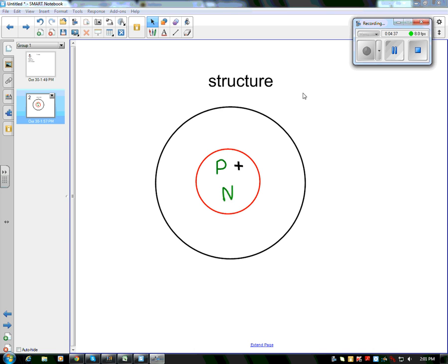All right. So if the protons and the neutrons are inside the nucleus, well, guess what charge that makes the nucleus? The whole nucleus is charged. It's a positive and a neutral. It's going to be positive, correct? Makes sense?